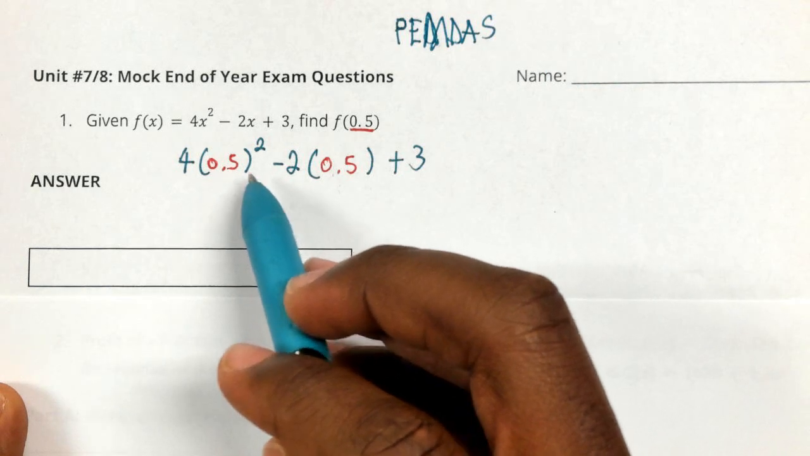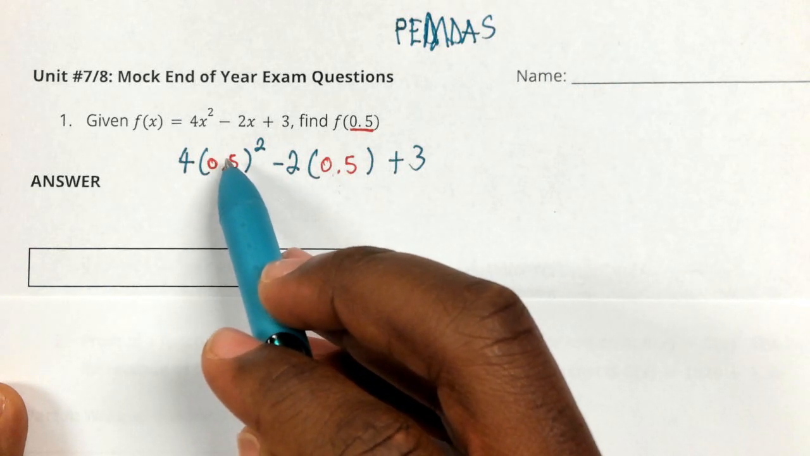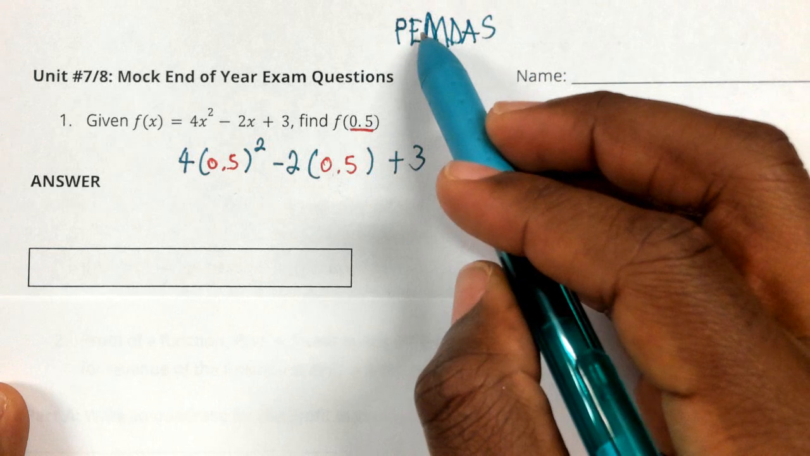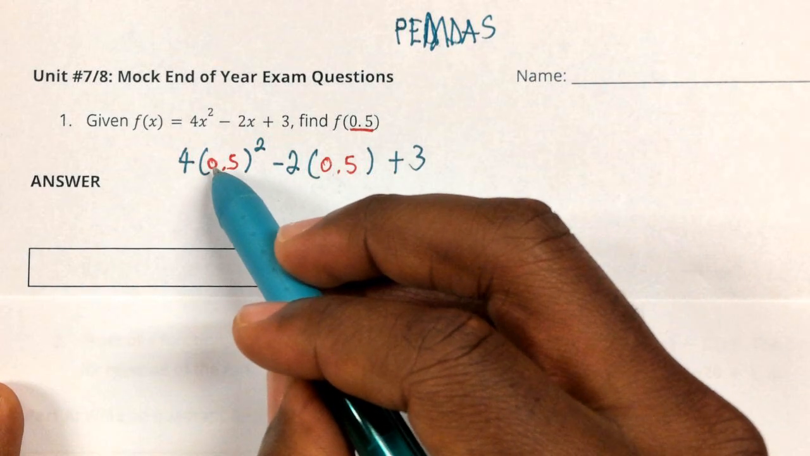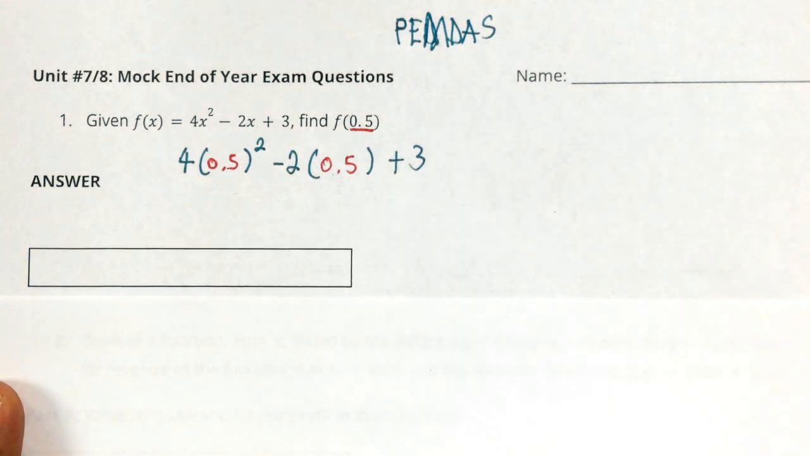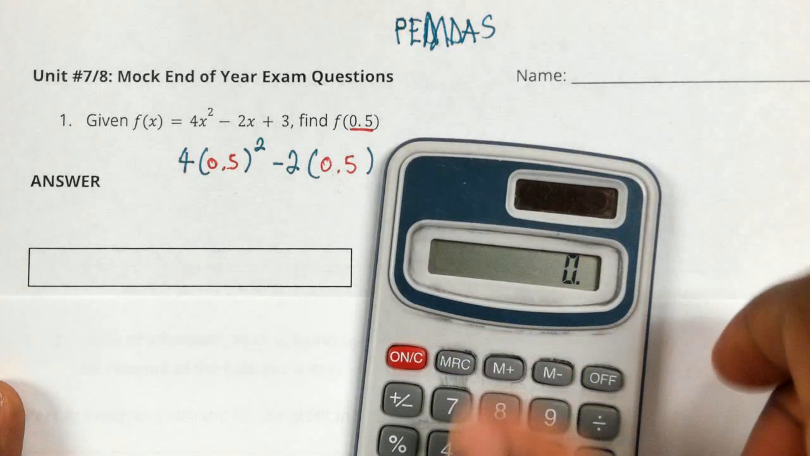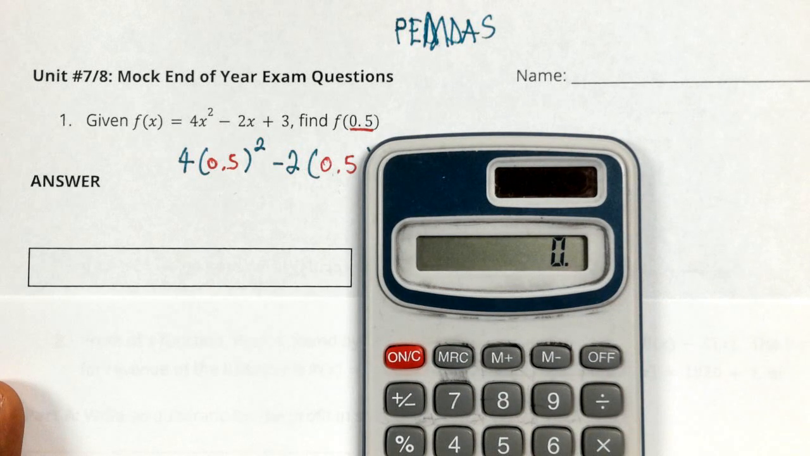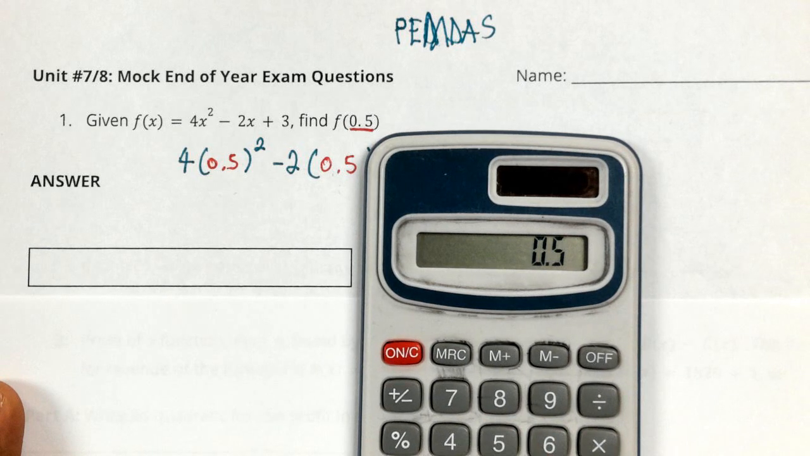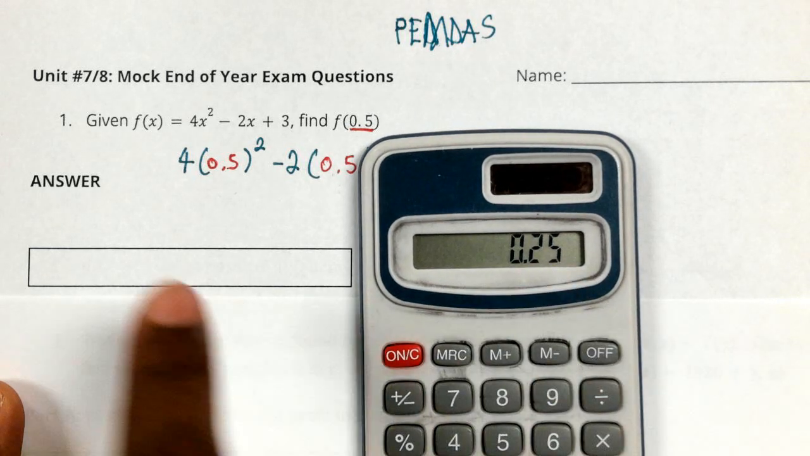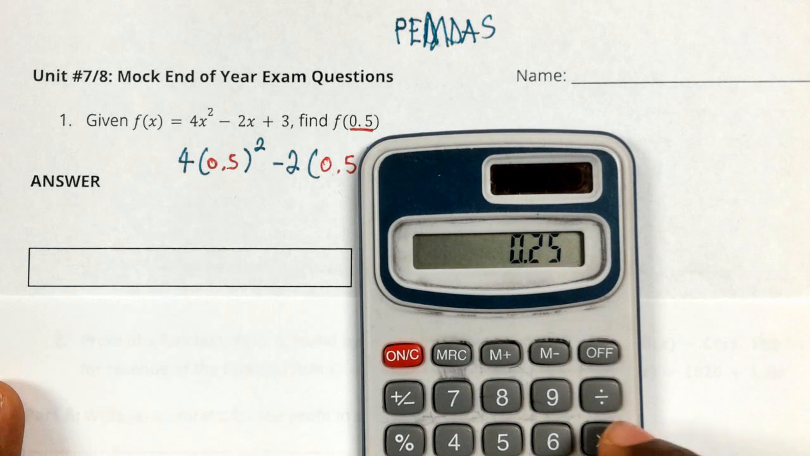In this case, there's nothing I can calculate inside of the parentheses, so now I'm going to apply the exponent. When I apply the exponent, I'm going to do 0.5 squared, which is 0.5 multiplied by itself. I'm going to use my smaller calculator, but I already know that 0.5 multiplied by 0.5 will give me 0.25. Then I'm going to multiply it by 4.